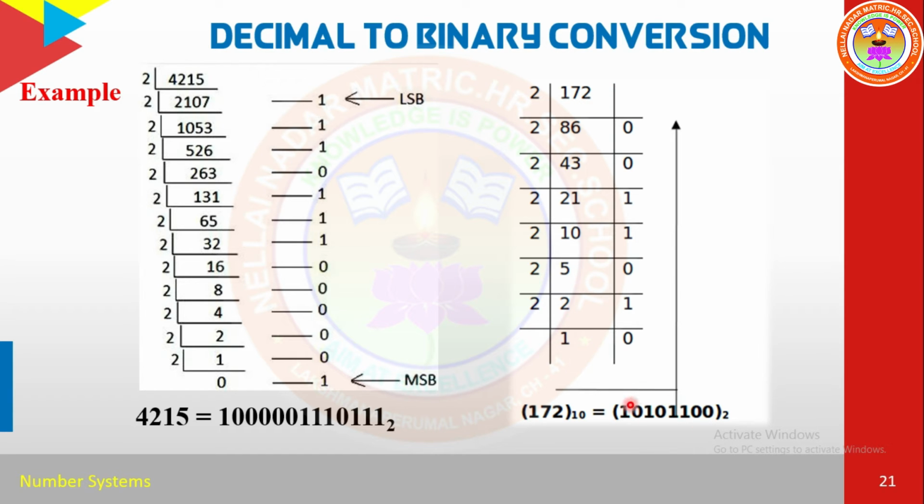So the final answer is what? It's a binary number. That's why I'm putting the base value, or radix value, which is what? Number 2. Okay. So the decimal number 172, this is the binary number of this 172 value. Clear? Right? So every time we are dividing by 2. That's why we follow the method called repeated division by 2.